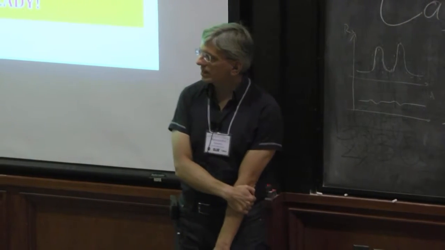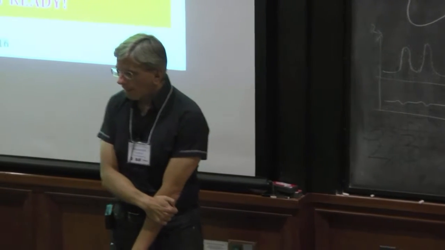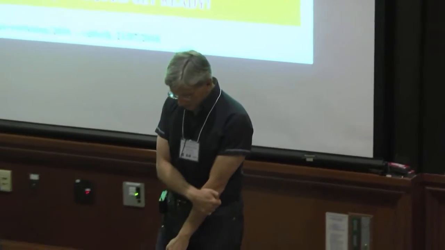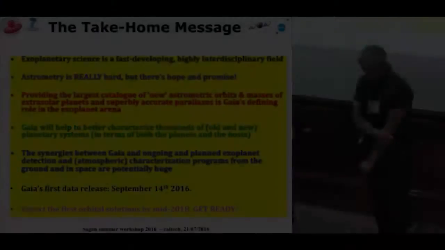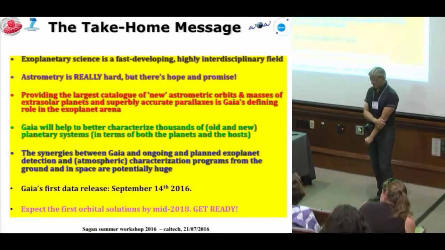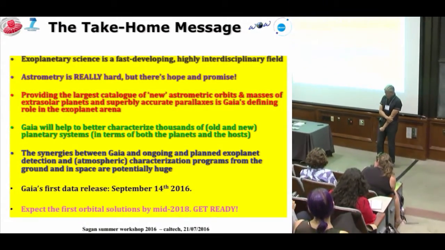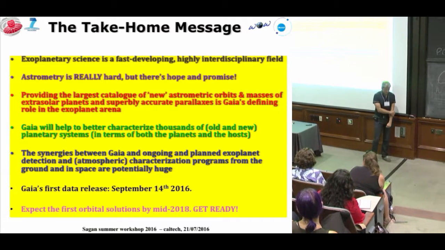Questions? What would Gaia be able to do for the Kepler stellar catalog? What kind of refinements can we expect? The question is, what can Gaia do for Kepler?